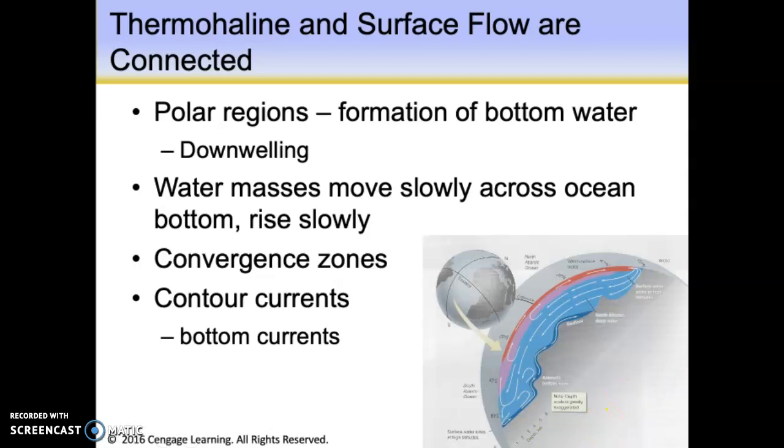And these water masses move very slowly across the bottom of the ocean, and as they do, they mix with other water. The density kind of evens out, and it can slowly rise to the surface. But as we mentioned, there are places where the wind can pull some of that water up to the surface, and those are the upwelling zones.